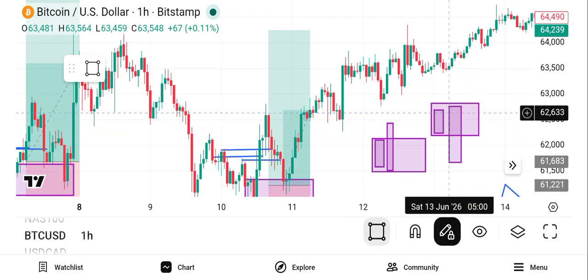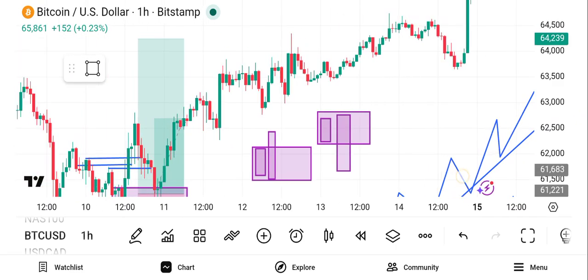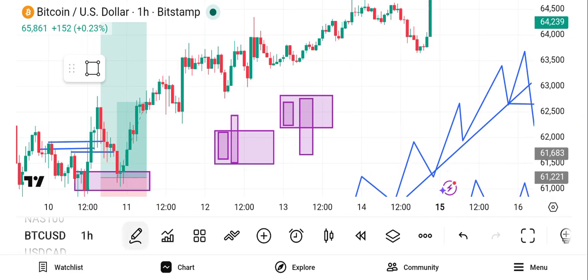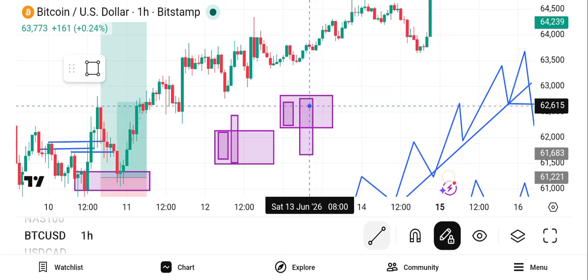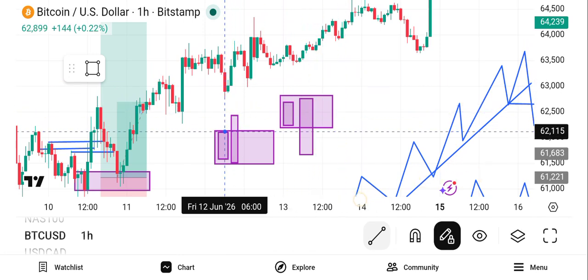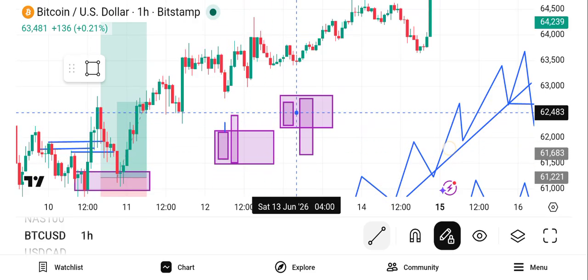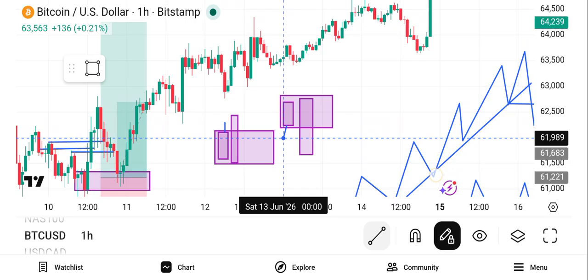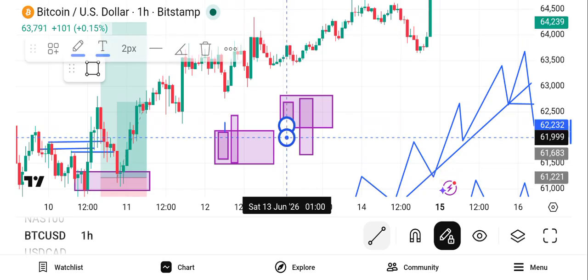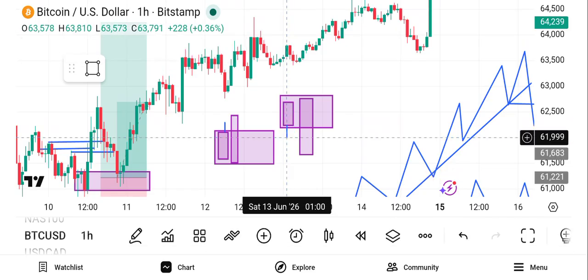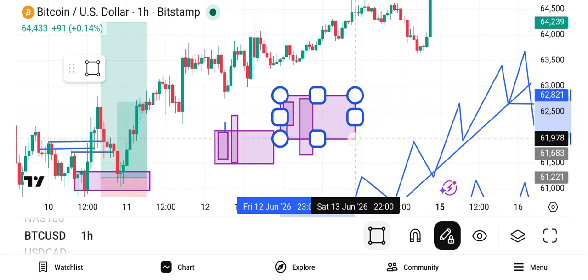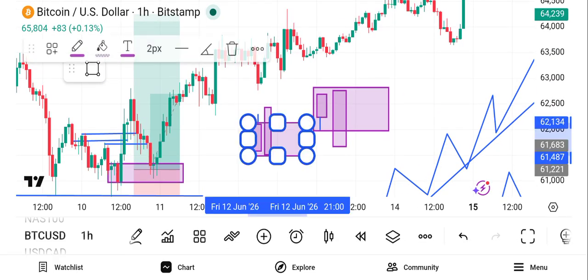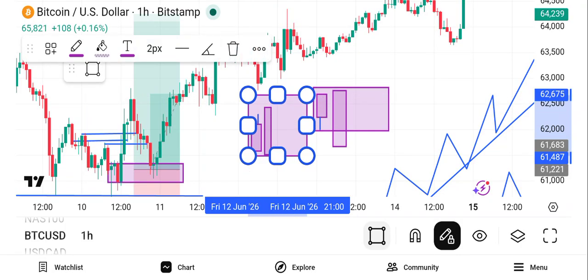But there are scenarios where you have something like this, where you have a long wick. If you have a short wick, you cover the whole body. If you have a short wick like this, you cover the whole body including the wick. So you cover both the short wick and the body.